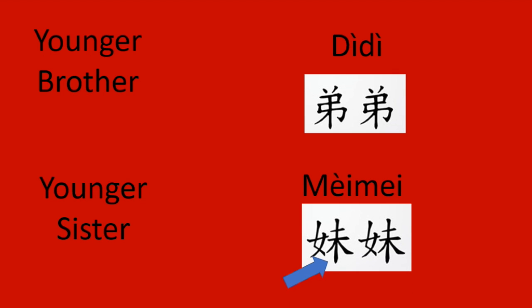Younger brother is Didi. And younger sister is Meimei. You can remember that this character is Meimei because the second radical looks like it is wearing a skirt.